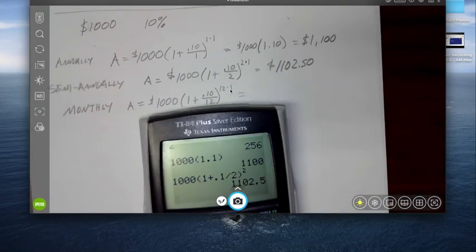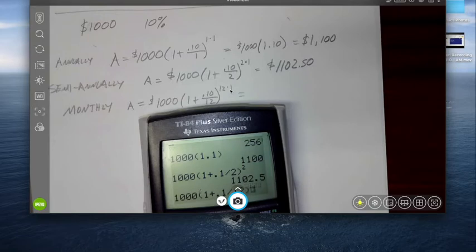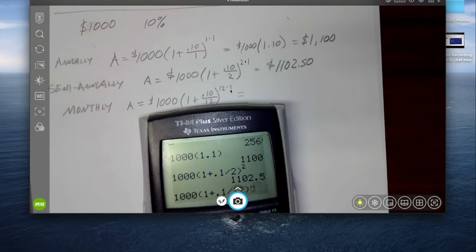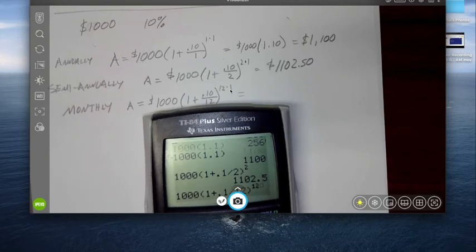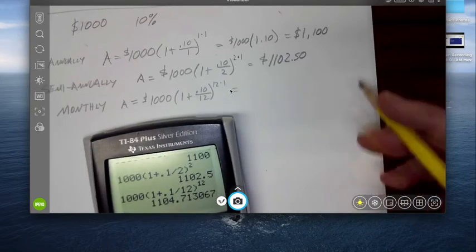As we get into these larger numbers, it makes sense to just do this stuff in the calculator, I think. Oops, close parentheses, raise it to the 12th, and then I accidentally have a second box there. Why can't I make it go away? Okay, there we go. That was really annoying. All right. So this is $1,104.71.